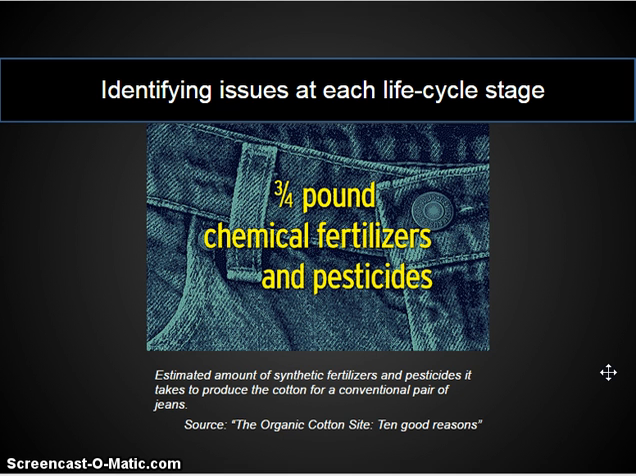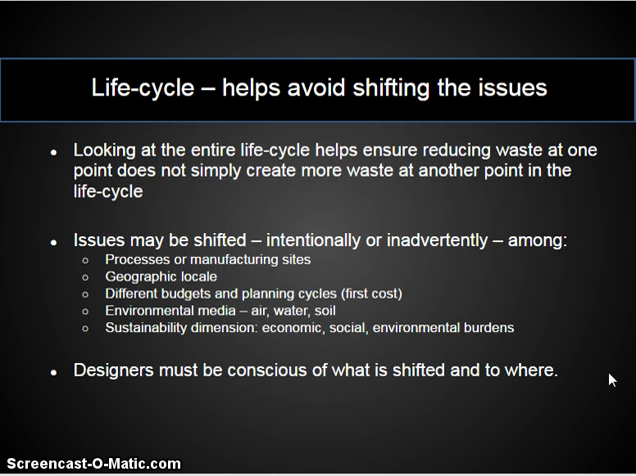Another fun fact: it takes three quarters of a pound of chemical fertilizers and pesticides to produce the amount of cotton required for a pair of jeans. That is a lot of material that's being dropped in our soil just to act as a fertilizer and a pesticide. That's not necessarily good for the environment. Not only that, it gets expensive. That's why you want to get organic cotton.